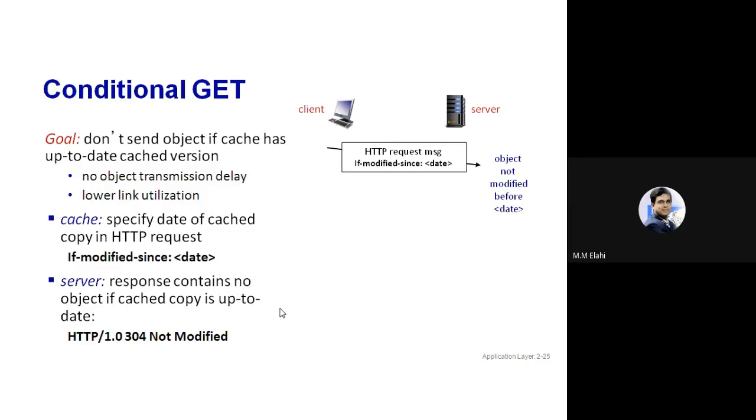Before the last version, the client needs to know whether or not the file got updated, compared to the client's copy. So in that case, what will the client do? The client will send an If-Modified-Since header line along with other things. All things remain the same, but it will add a new header line called If-Modified-Since.